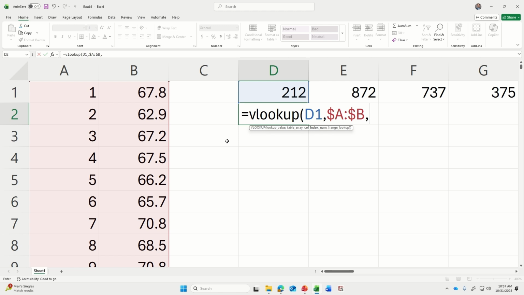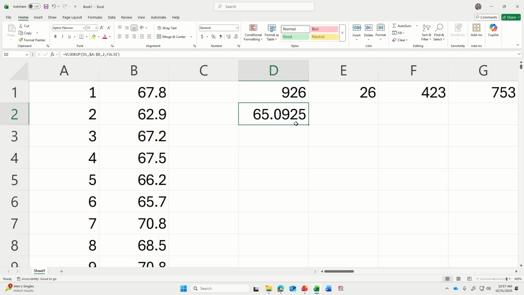The next thing it asks me is for the column index number. That would be 2 because I'm looking at the heights that are in the second column of the red table. And then the last thing I need to do is type in comma FALSE because I want an exact match for the index. Now, this is telling me if I go down in my table and I look for student number 926, that student's going to have a height of 65 inches, right?